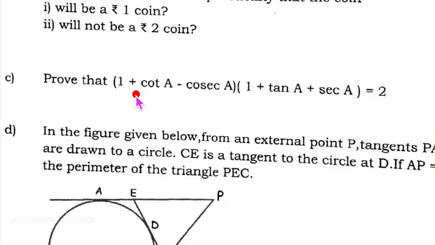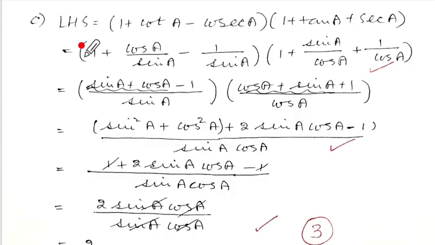2C says prove that 1 plus cot A minus cosec A into 1 plus tan A plus sec A is equal to 2. So let us see how we solve that. To begin with, we will start with the left hand side and we just copy the way it is.